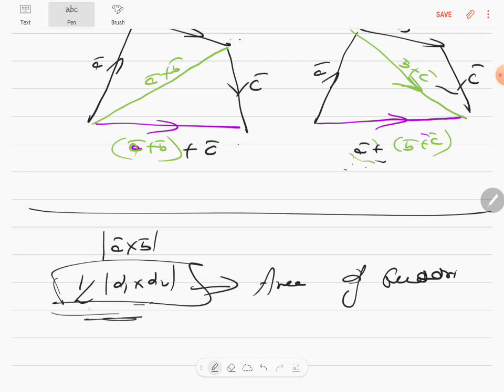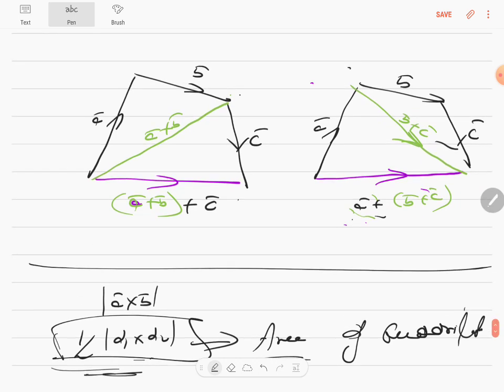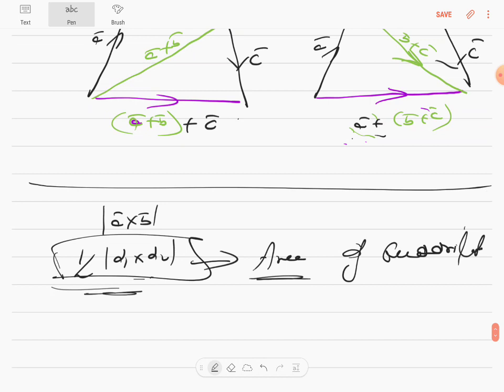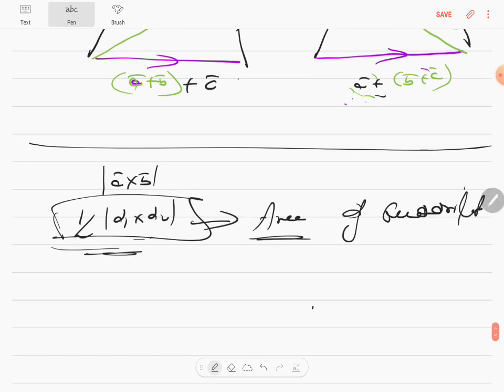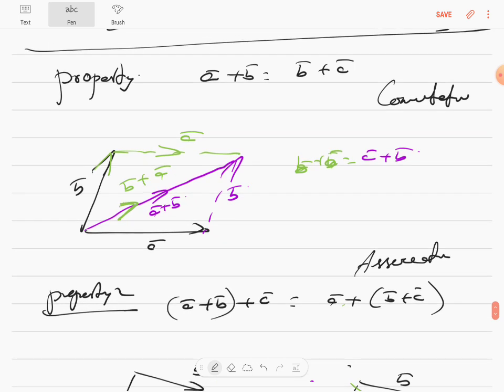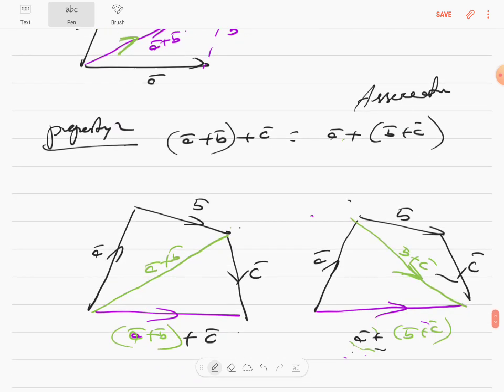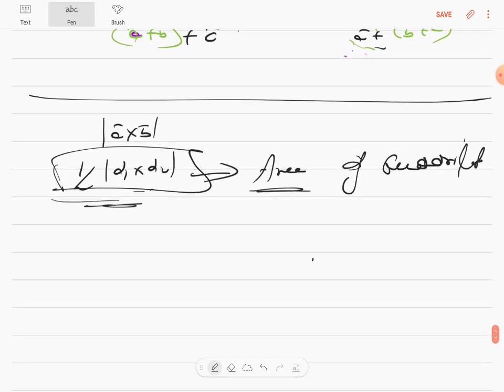But actually speaking, this is the area of a quadrilateral. So the whole thing, this is a quadrilateral. The same diagram applies here, the same proof applies here. Instead of what you did on a parallelogram, let's do this proof. What is the area of a quadrilateral? Half of the magnitude of AC cross BD. AC cross BD.